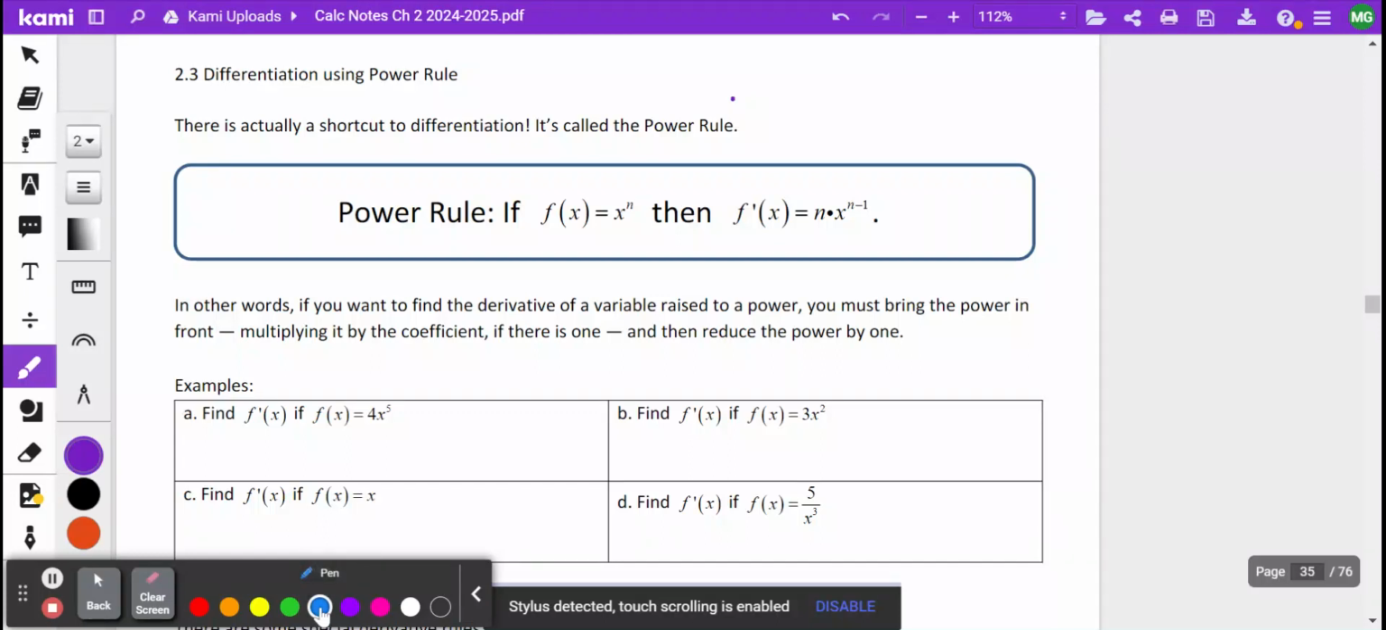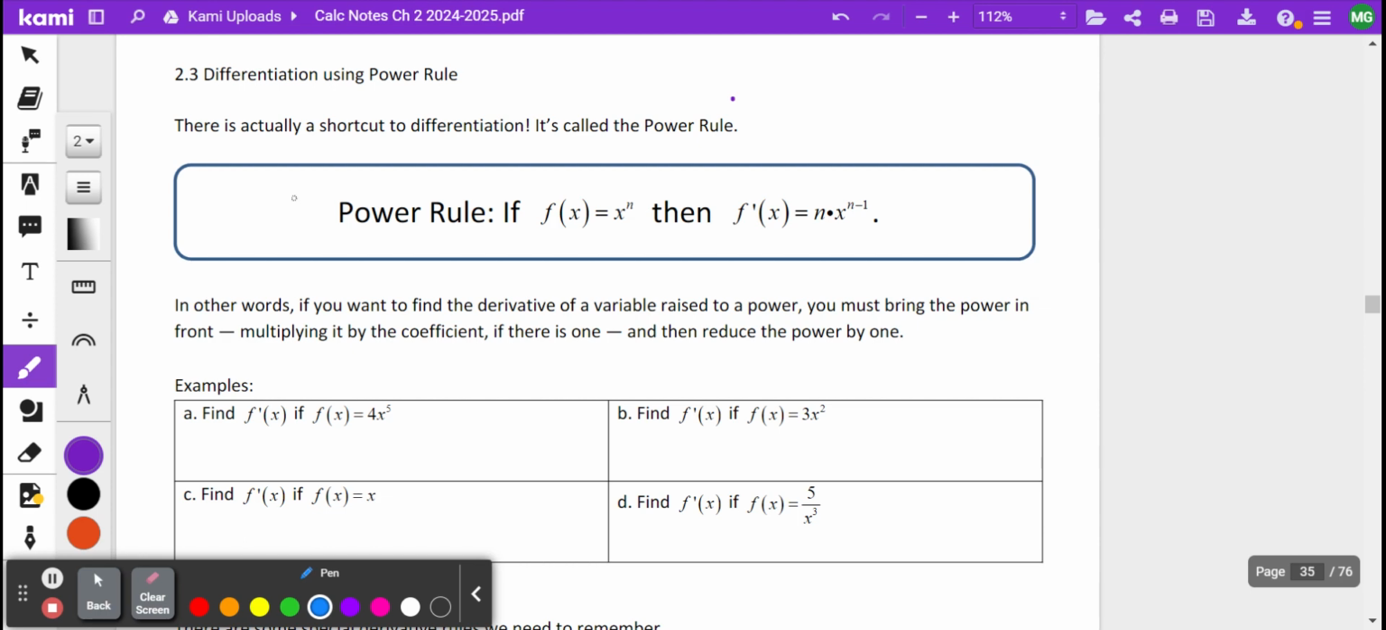Hi, everyone. So, what we're going to do today is you're going to learn a shortcut for derivatives. Now, you've already learned the definition of derivative, right? f of a plus h minus f of a over h as h approaches 0. Well, we have a shortcut.